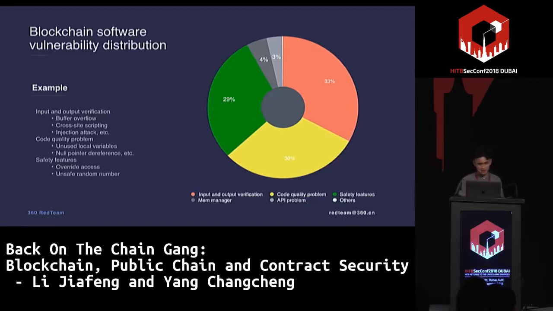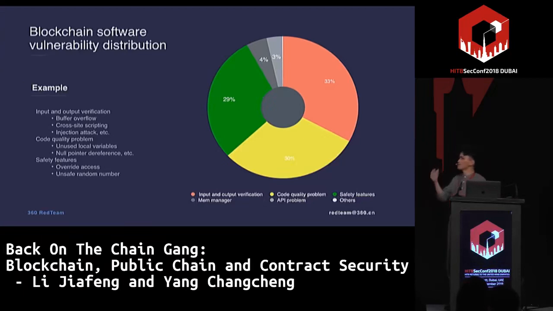And next is the code quality problem. I think if someone writes some program, there must be some problems. So you need to test it, hack it, or do a penetration test. And the third part is security features, about override access and unsafe random numbers.